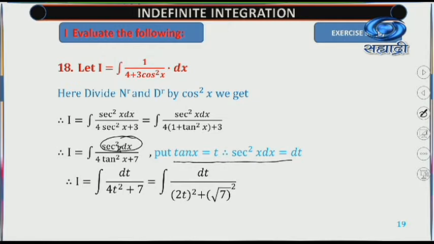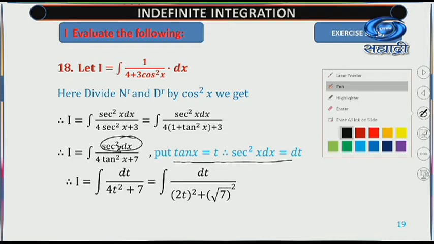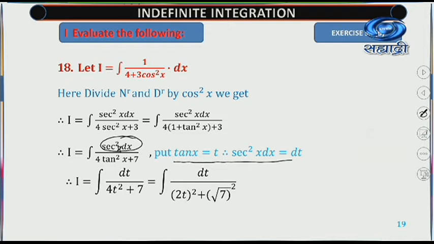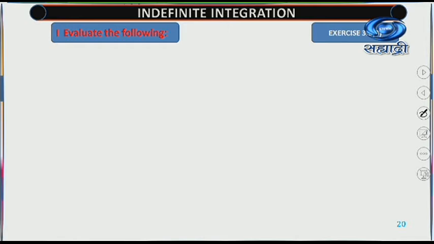So after substitution, now what will we do? We'll explain this. Now this becomes 2t whole square plus root 7 whole square. Now this is in the form of x square plus a square, and we already know the formula for x square plus a square in the denominator. That is tan inverse of x by a. So what is the value? That is 1 upon root 7.